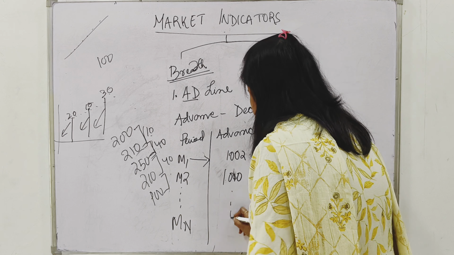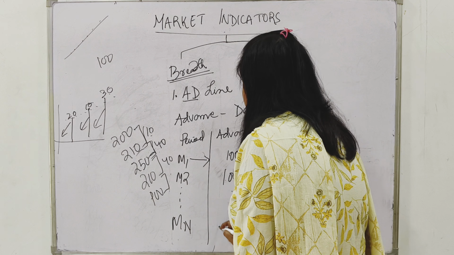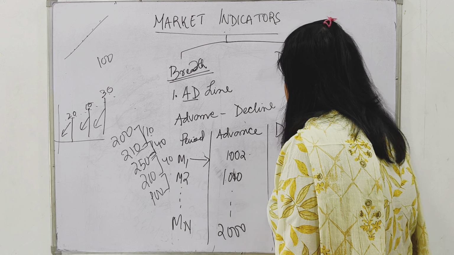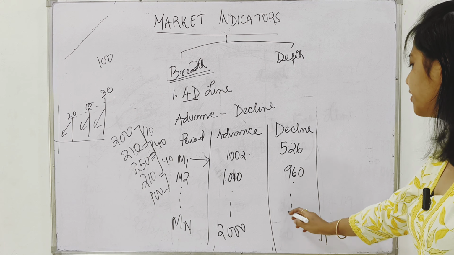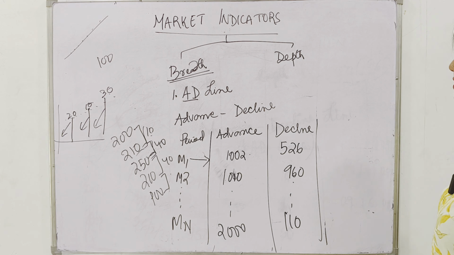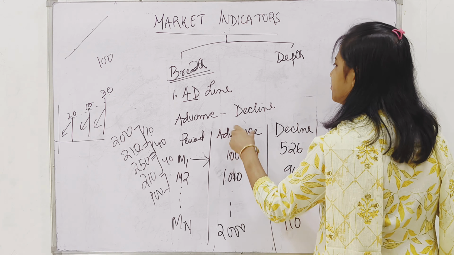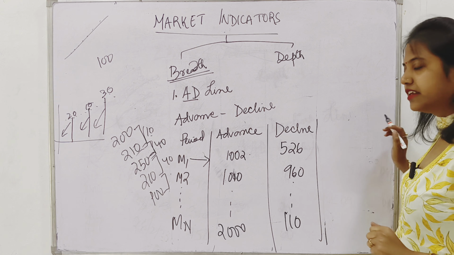These are all my random numbers, so these are all hypothetical. So suppose this much, whatever it is, and write here 110. So what is happening here? We are showing how many advancing stocks and how many declining stocks.